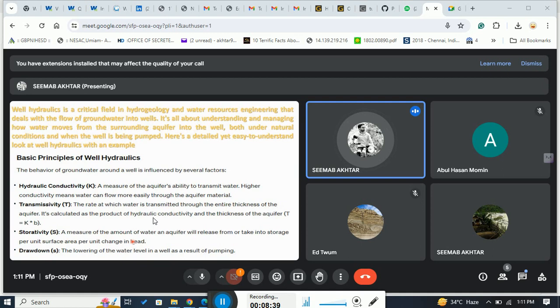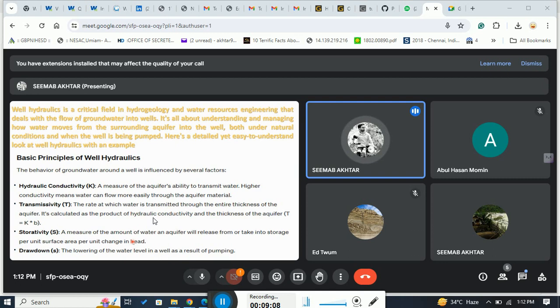Well hydraulics is a critical field in hydrogeology and water resource engineering that deals with the flow of groundwater into wells. It is all about understanding and managing how water moves from the surrounding aquifer into the well, both under natural conditions and when the well is being pumped. Here is a detailed yet easy to understand look at well hydraulics with an example.